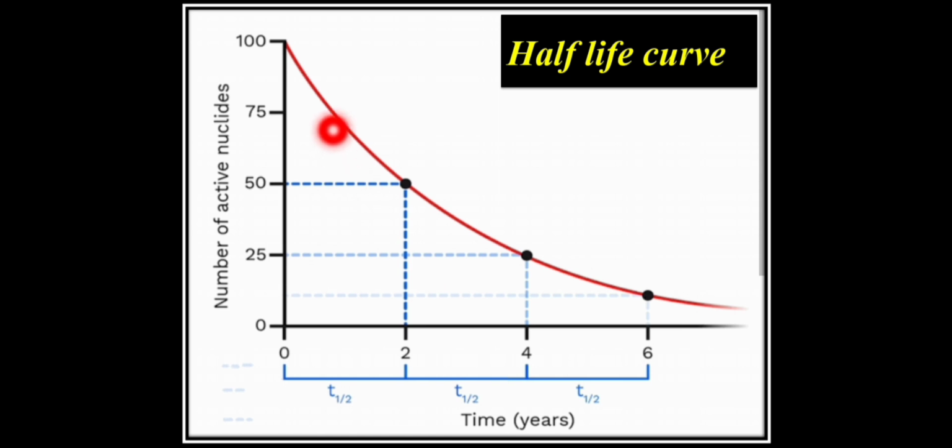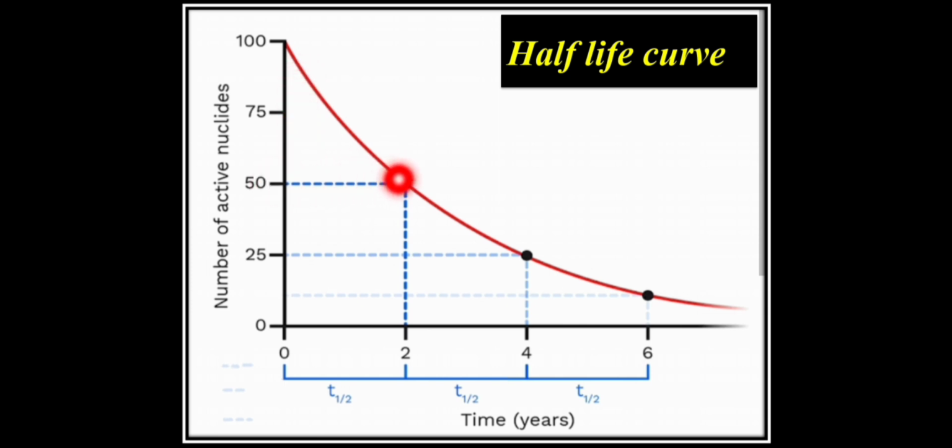If in the beginning we have 100 radioactive atoms of an element, as the time passes, this number goes on decreasing, and when it becomes half, meaning it is reduced to 50, this time that it took to reduce from 100 to 50 is called its half-life. So after the first half-life, the number has reduced to 50.